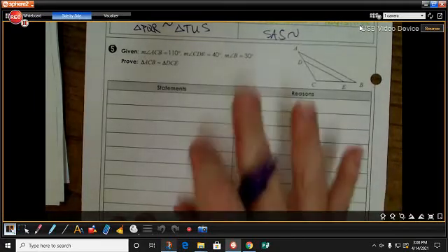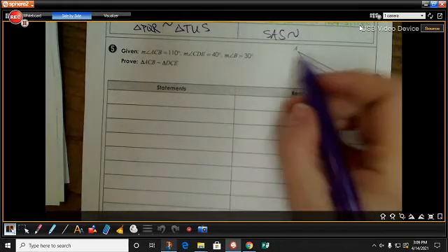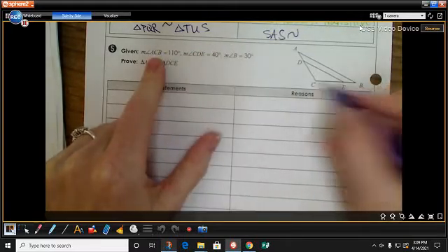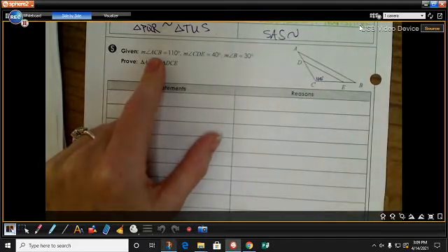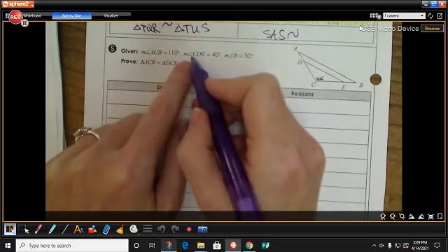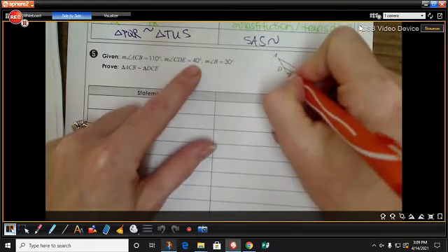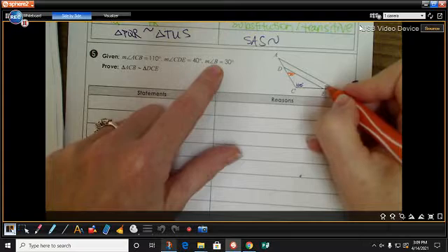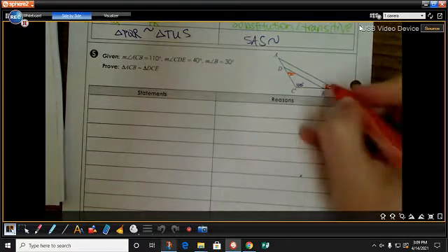Alrighty. Number 5, ooh, even more spaces. Don't panic, it's not going to take up that much space. So I'm going to start off and look at what I'm given. I'm given that the measure of angle ACB is 110 degrees. And then I'm given that the measure of angle CDE is 40 degrees. So this guy right here is 40 degrees. And the measure of angle B here is 30 degrees.